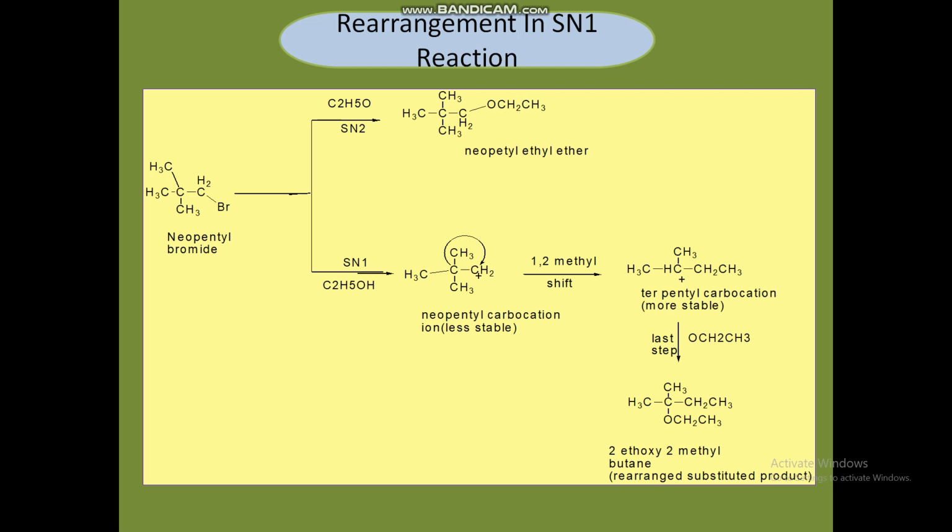So the initially formed neopentyl carbocation rearranges to a more stable tertiary pentyl carbocation by 1,2-methyl shift. The resultant carbocation, on further reaction, gives the rearranged product. Such rearrangement is not observed in SN2 reactions, since no free carbocations are involved in these reactions.